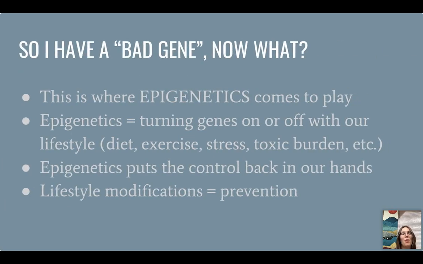So we used to think that once we found out we had a genetic mutation, there wouldn't be anything we can do to change the outcome. But we now better understand this concept called epigenetics. And epigenetics is the change in gene expression or activity as a result of lifestyle factors. So this basically means that we can turn genes on and off just with our lifestyle. So things like diet, exercise, stress, toxic burden, etc. We have more control over these mutations than we once thought. So it's actually a really positive and exciting thing. We're not just stuck with them. And epigenetics is another science-backed reason to stress the importance of lifestyle medicine and prevention.